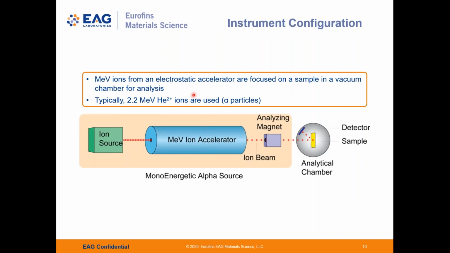The accelerator consists of an ion source, a high voltage terminal, a series of electrostatic lenses and switching magnets, and finally the analytical chamber or end station. The sample is mounted on a multi-axis goniometer stage inside the end station. The system and the sample are under a vacuum of approximately 10 to the minus 7 pascals, about high vacuum.